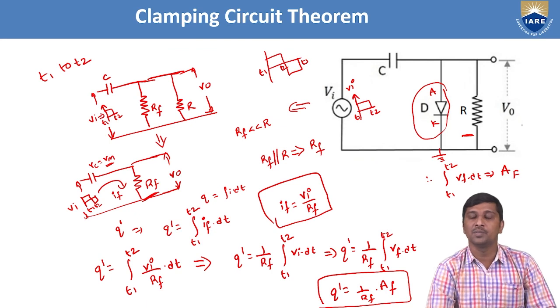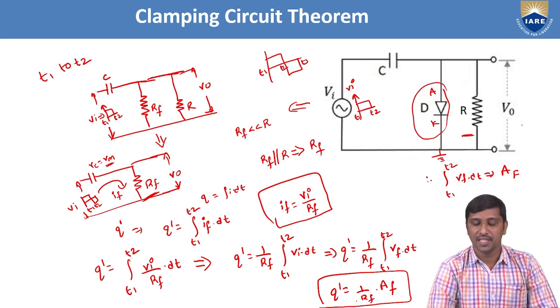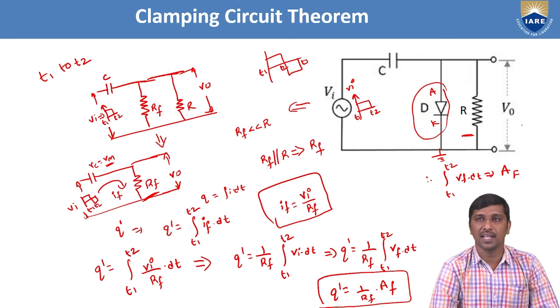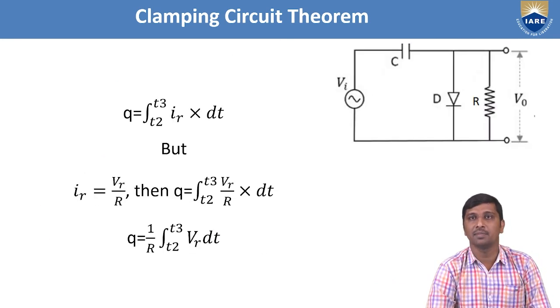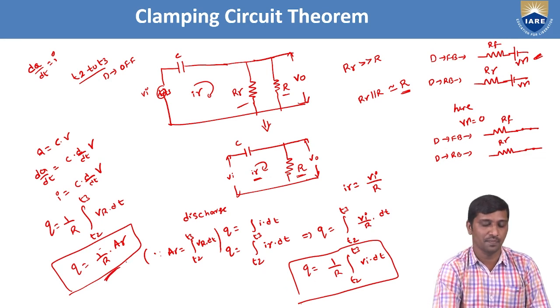Up to this point, we observe two charges: the discharge charge and the charge current. The charge current is represented as 1 by RF times AF, and the discharge current we represented as 1 by R times AR.